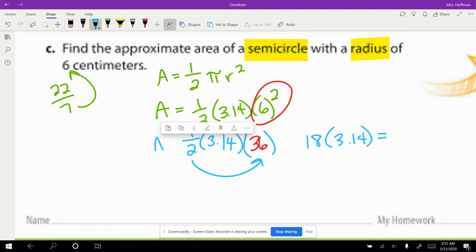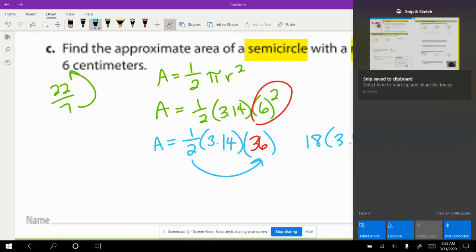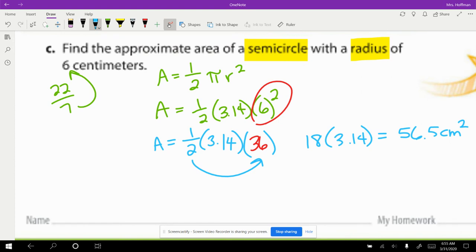So making sure to fill everything in. Don't skip steps like I've tried to do, because my computer isn't wanting to work with me here. Your final answer for this one is going to be 56.5 centimeters squared. And that's your final answer. Okay, go ahead and work on the practice problems on page 626. I will have answers here on the notes for you, and then complete your homework for the day. Good luck.